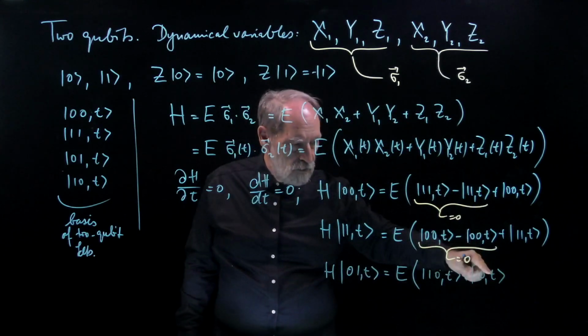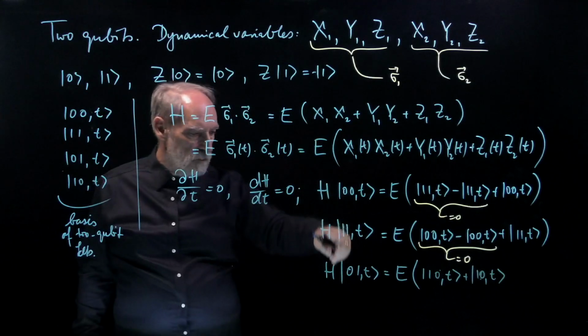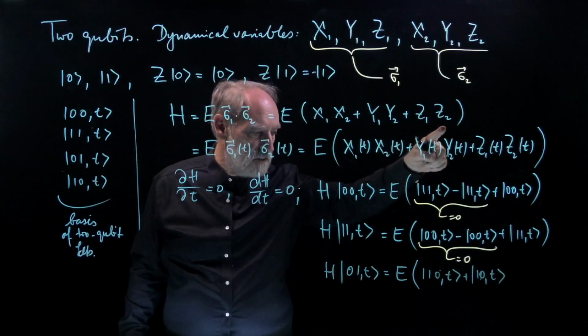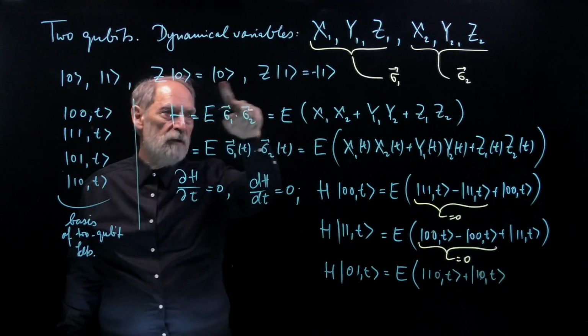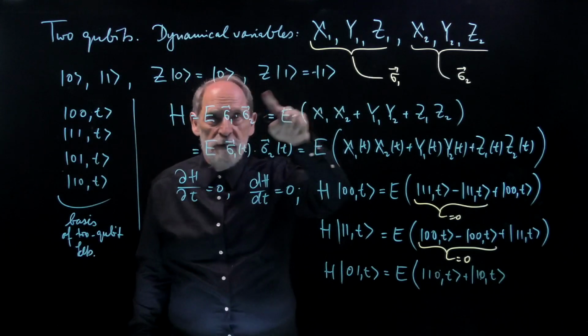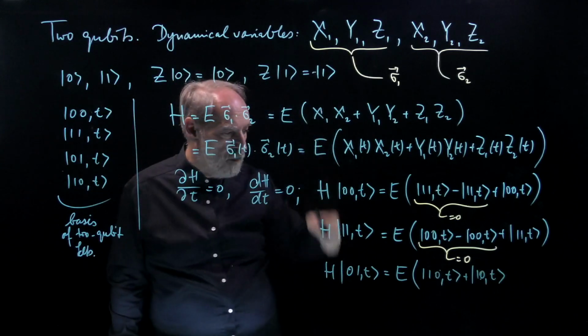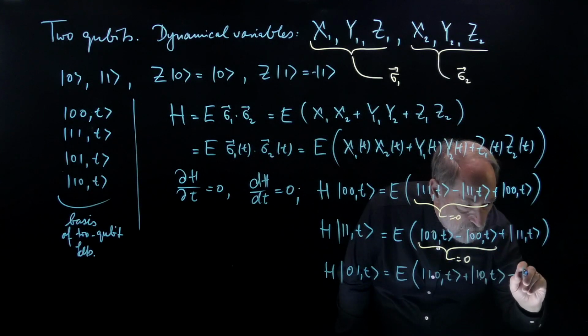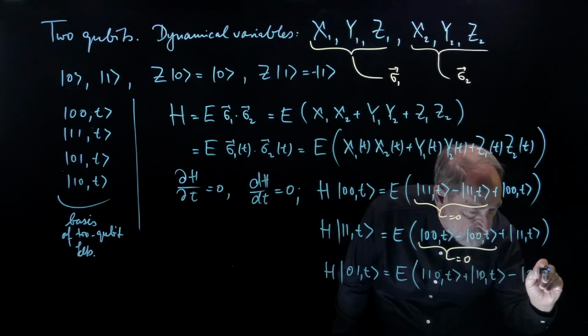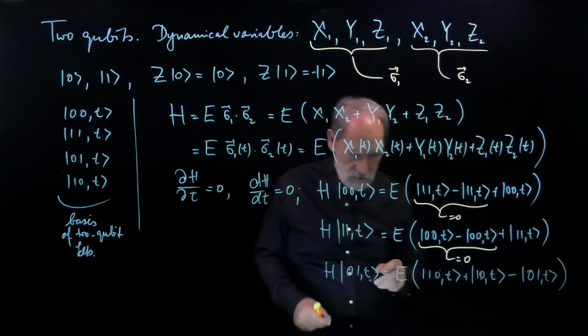And then we finally apply the z1 and the z2 to the 0 and 1. One of them has eigenvalue 1. The other one has eigenvalue minus 1. So together it's minus 1, and we have the |0,1⟩ at time t returned to us.